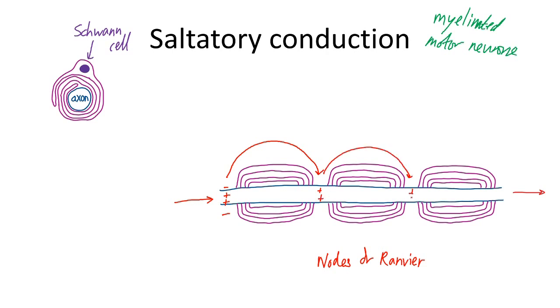So what we don't need to do is depolarize the full length of the axon membrane. And because it's skipping steps like this, the conduction is much faster. So this type of conduction is called saltatory conduction. And it means that the action potential jumps between nodes of Ranvier for faster neuron conduction.